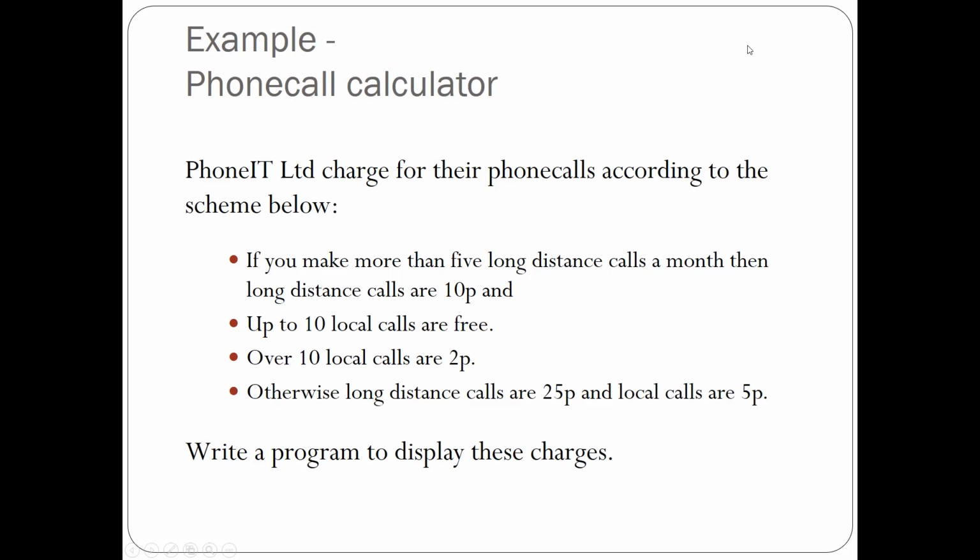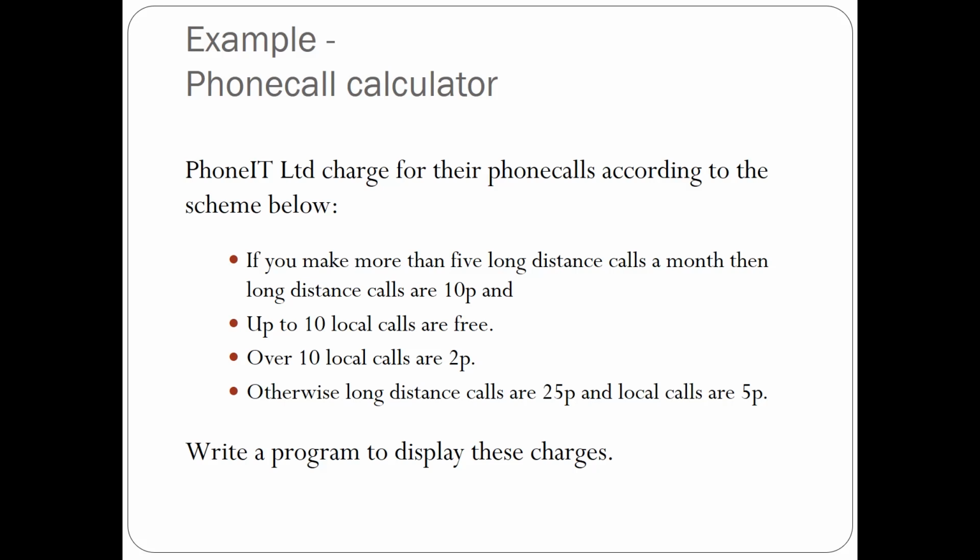So what we're going to do is we're just going to look at a simple example phone call calculator. So let's have a look at the specification for this problem. We have a company, Phone It Limited, and they charge for their phone calls due to the rules below. If you make more than 5 long distance calls a month, then all your long distance calls are 10p each, and up to 10 local calls are free, and over 10 local calls are 2p. Otherwise, long distance calls are 25p and local calls are 5p.